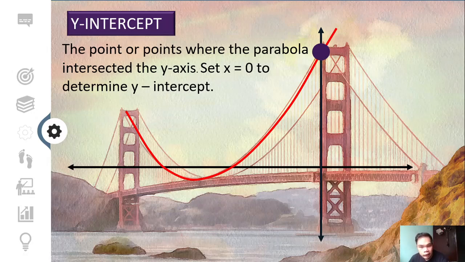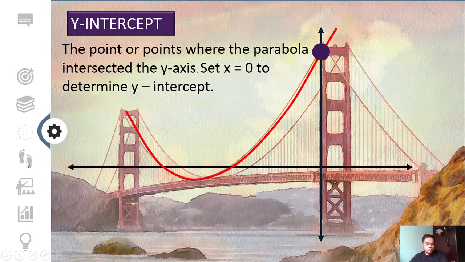Now, to get the y-intercept, ang gagawin naman natin, gagawin nating 0 ang x, or isa-substitute natin ang 0 doon sa x para makuha natin yung y-intercept. Okay?